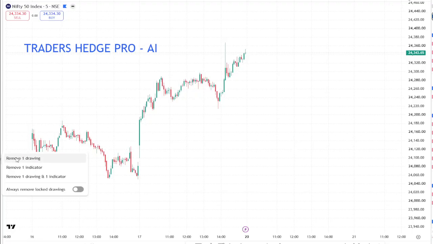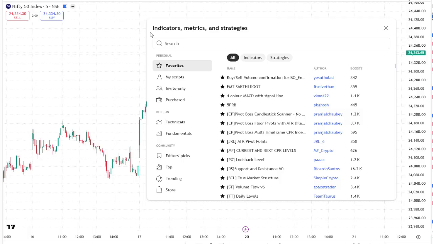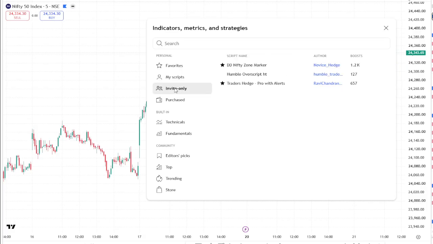So let's first see how to add the indicator. Whenever you have subscribed to the indicator, once you get the successful confirmation of subscription, all you have to do is go to TradingView and then click on the indicators option above. Once you see indicators, metrics and strategies, you will see an option called invite only. If your indicator is subscribed and activated, when you click on invite only, you should be able to see this Traders Hedge Pro with alerts. Okay, and my name will be shown here, Ravichandran.